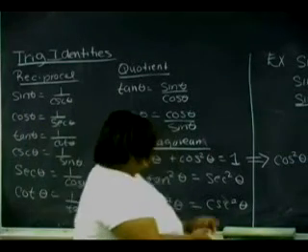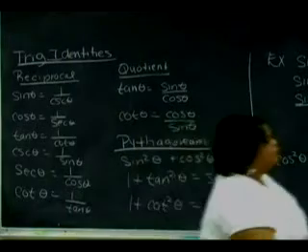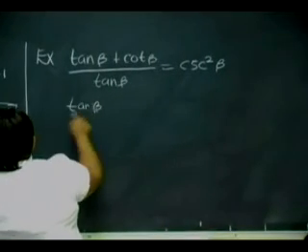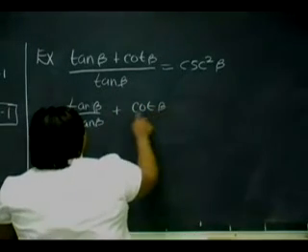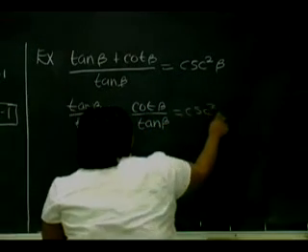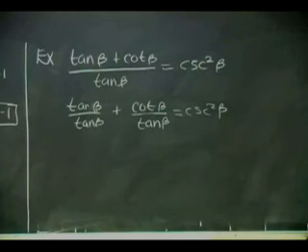Well, this says 1. And if I look, I have tangent beta over tangent beta. I can break this up. Let me break down this fraction: tangent beta over tangent beta plus cotangent beta over tangent beta. I can do that. I can break a fraction up. So what do I have here? Tangent beta over tangent beta is 1.